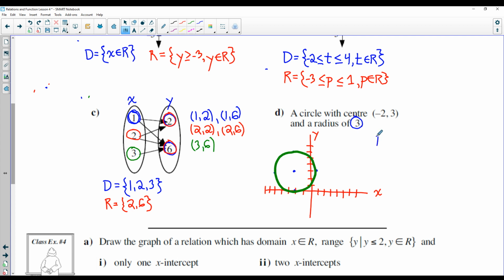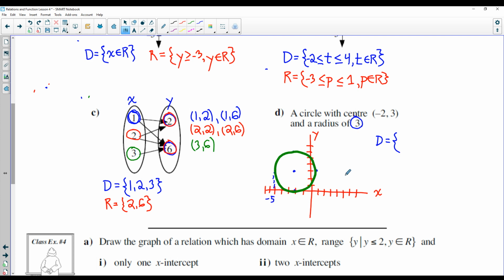Okay, so the domain is the list of all possible x values. So again, the easiest way to do this is identify what's the lowest x value you have and what's the biggest x value you have. So if you start at the edge of the circle and you just go straight down here, the lowest x value you would have would be at 1, 2, 3, 4, -5.